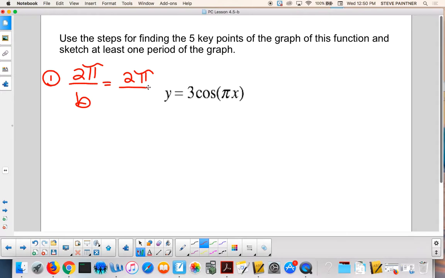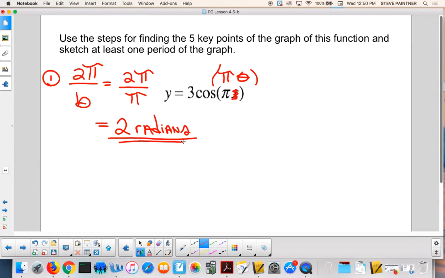Theta is right here. X is theta. So if you want to cross that out, you sure can. Okay? Anyways, the number times theta is pi, so divide by pi. Help me out, guys. What's the period? 2. 2 what? 2 radians.